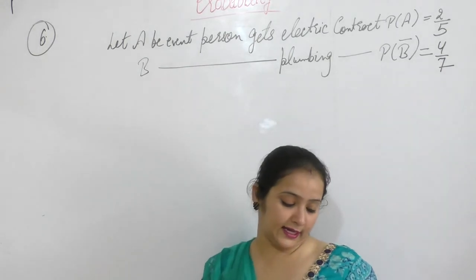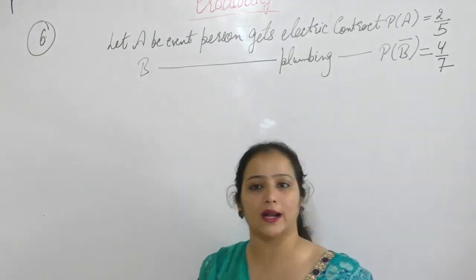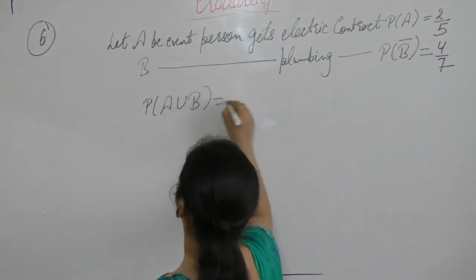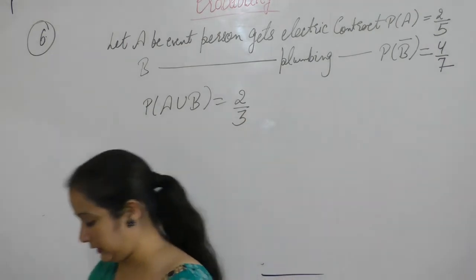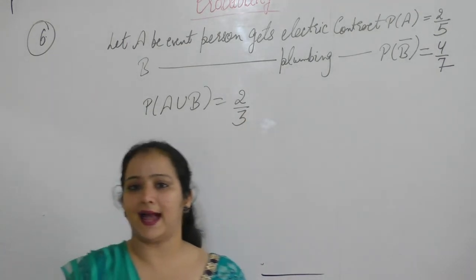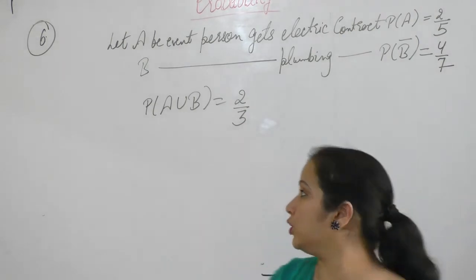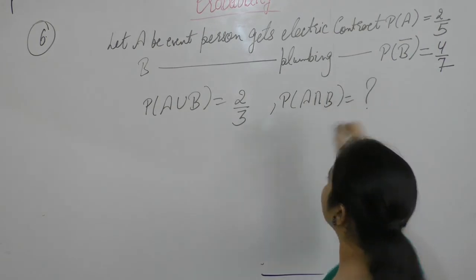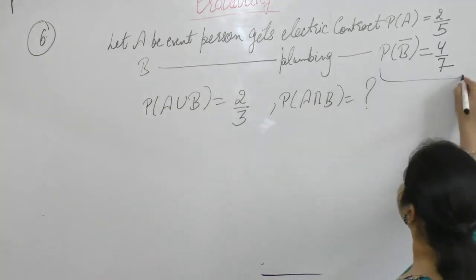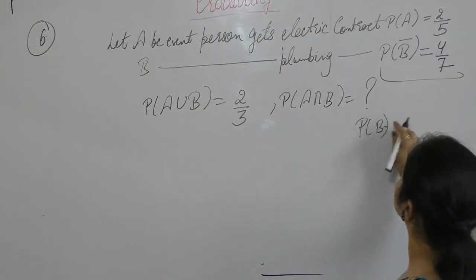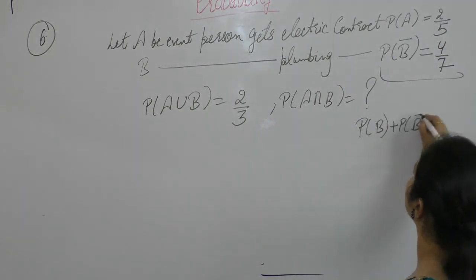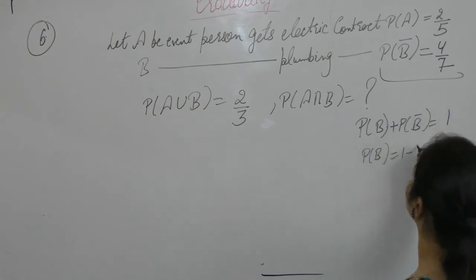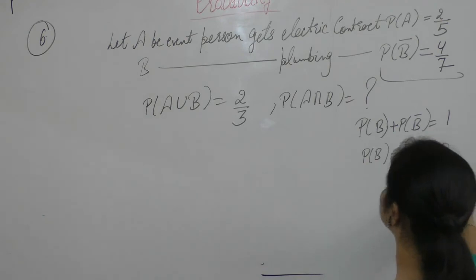If the probability of getting at least one contract is 2 by 3, what is the probability that he will get both? दोनों उसे मिल जाए उसकी probability क्या है? So what we want to find, we know that total probability is 1. So probability B plus B dash is equal to 1. So the probability of B is 1 minus 4 by 7, that is 3 by 7.